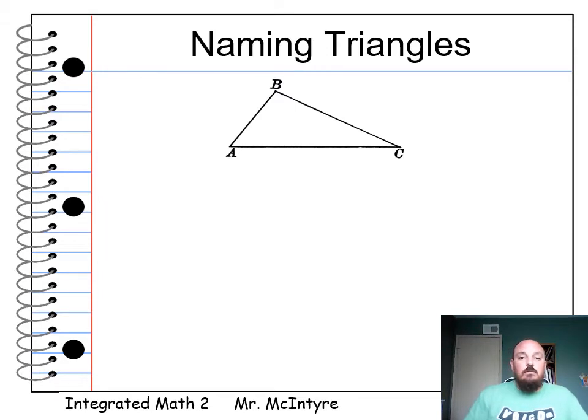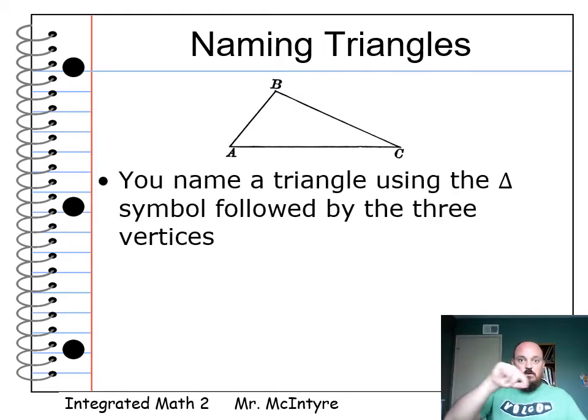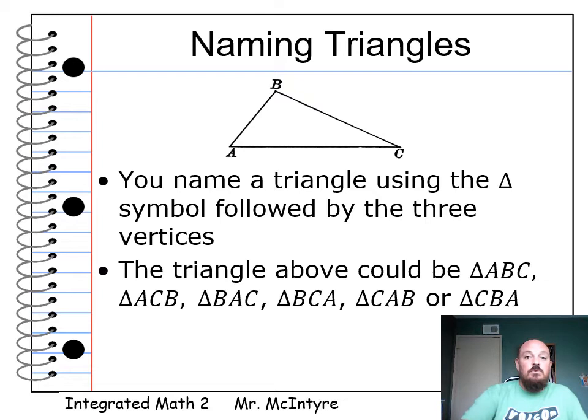So here's a triangle, just a basic triangle. I labeled the vertices A, B, and C. That's the 3 points that I use to make that triangle. Now, if I wanted to name that triangle, I would start with the triangle symbol, just draw a little triangle, and then basically I can put those 3 letters in any order I want. So there are 6 possible correct names for this triangle.